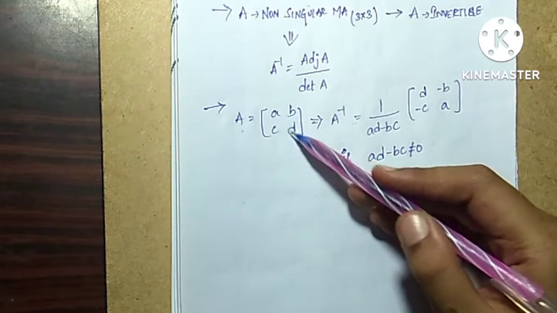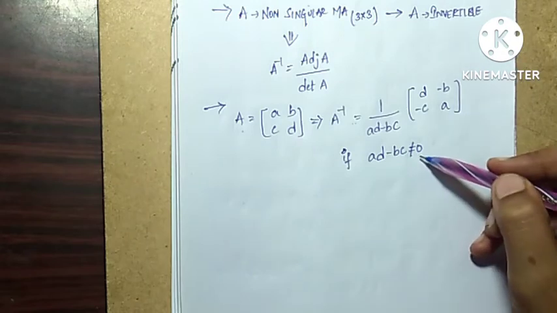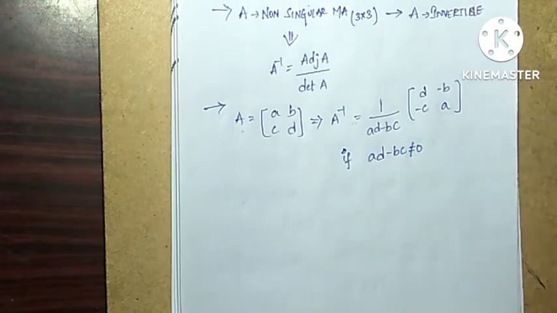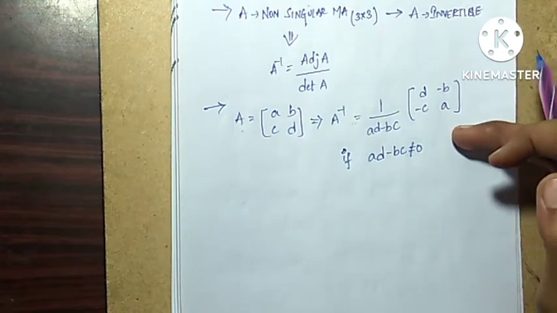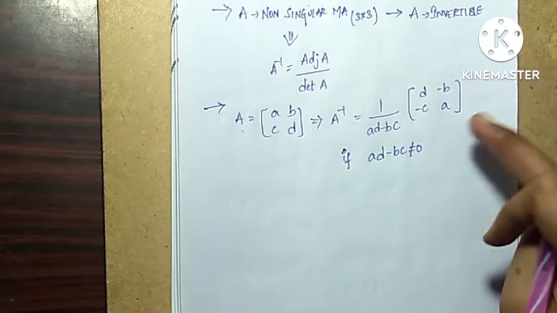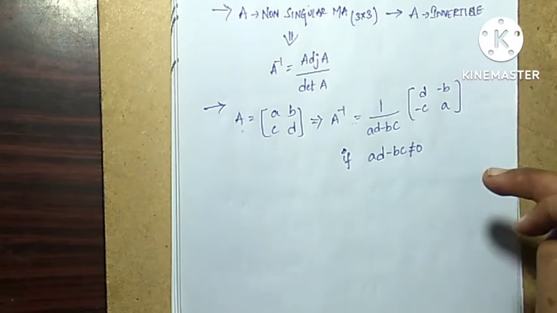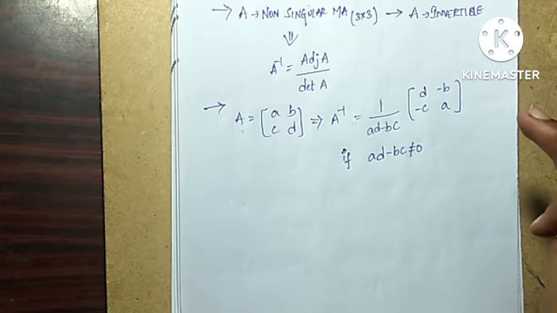First we have to check AD minus BC. If it equals 0, then you can't follow this. There is also a trick to find this. You can ping me in the comment section, and I will make that video also.